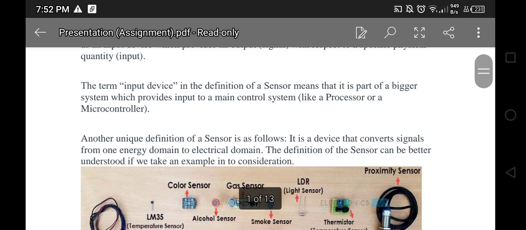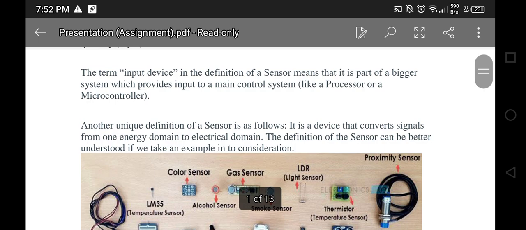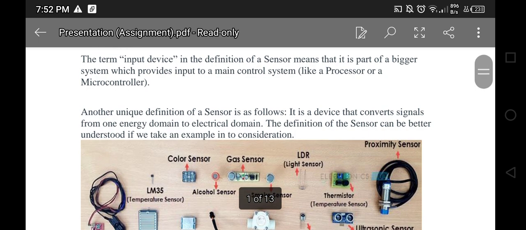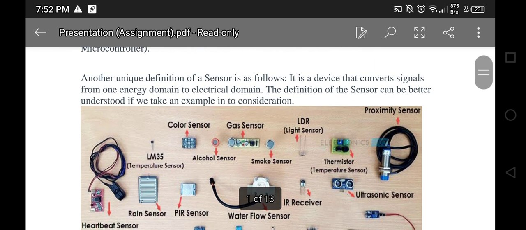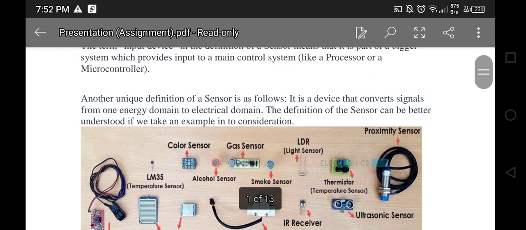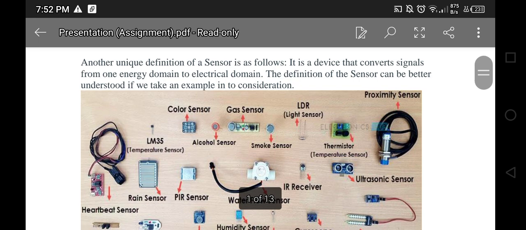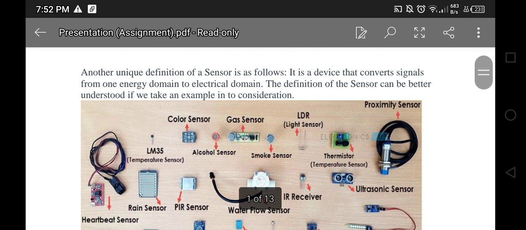The term input device in this definition would mean that it is part of a bigger system which provides input to a main control system like a processor or a microcontroller. Other than that, there's also another definition of a sensor: it is a device that converts signals from one energy domain to the electrical domain.